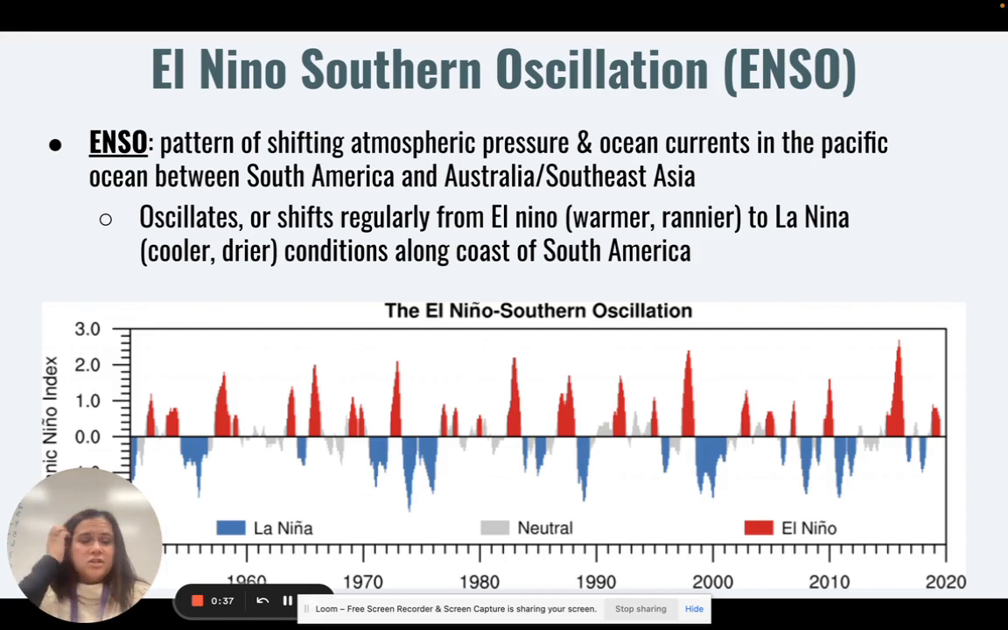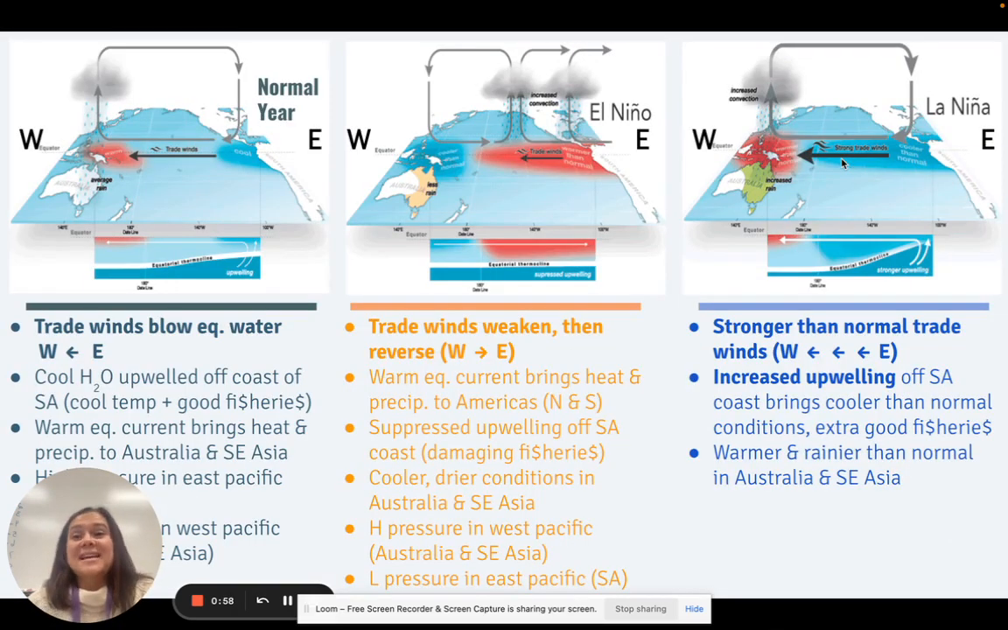This isn't something that happens with the flip of a switch. If you look at this graph, many of these take place over years. It builds and peaks, and then winds back down. It's not like we all of a sudden wake up one day and it's El Nino. We can sense these trends occurring, so just be aware of that. It's an oscillation, just back and forth. It's a gradual shift.